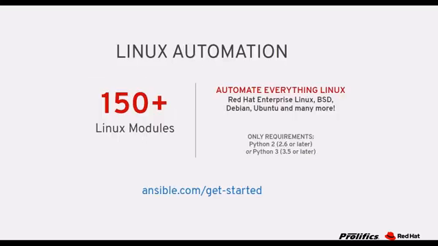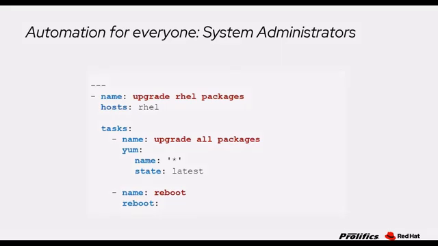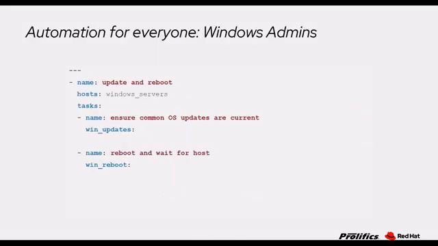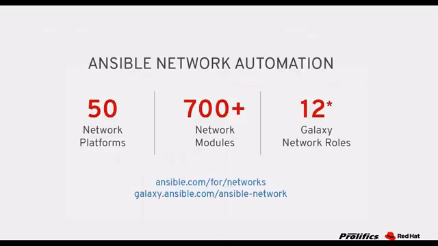So for example, Linux automation, there are over 150 Linux modules, and you can automate anything Linux. And here's some of the code showing how easy it is for anyone to understand exactly what needs to be done. Windows automation, there are over 100 Windows modules and 1,300 PowerShell DSC resources, meaning they work together very, very well. Again, more of the code showing just how simple it is to read.